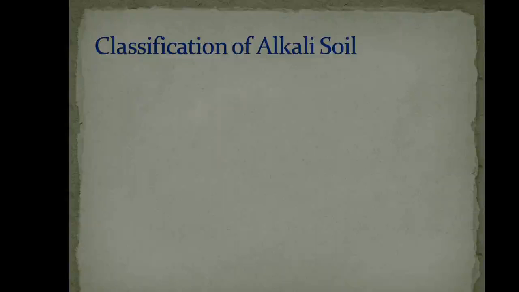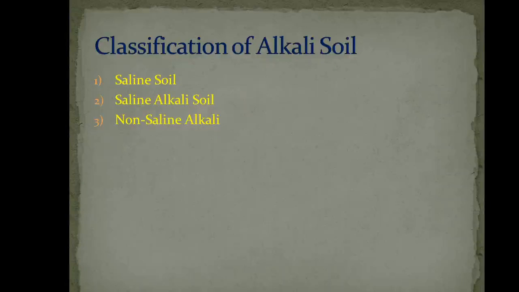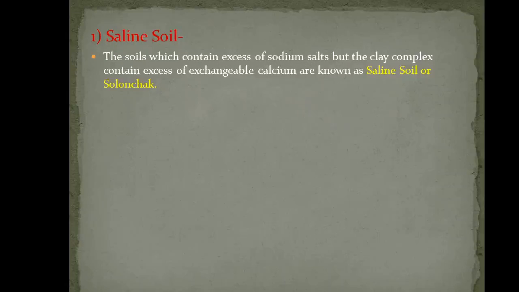Next point is classification of alkali soil. First is saline soil, second is saline alkali soil, third is non-saline alkali soil. I will discuss them one by one. First is saline soil. Saline soil is a soil which contains excess of sodium salt, but the clay complex contains excess of exchangeable calcium. It is also called Solonchak.